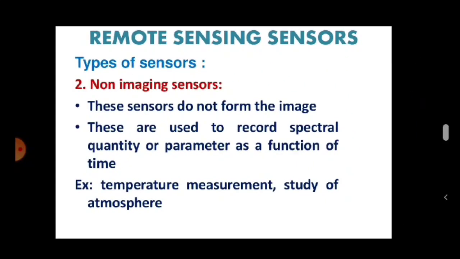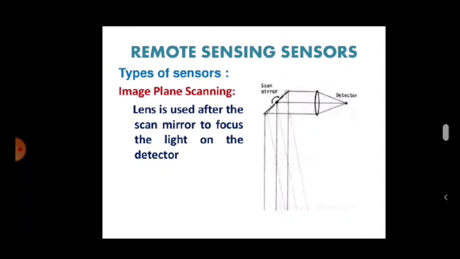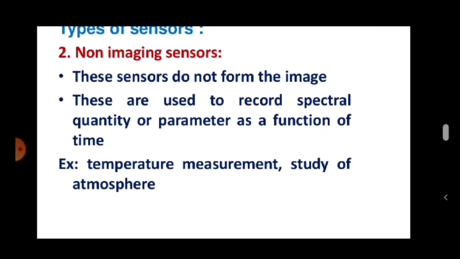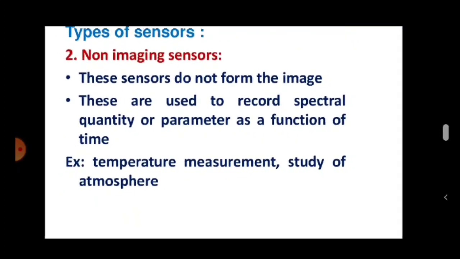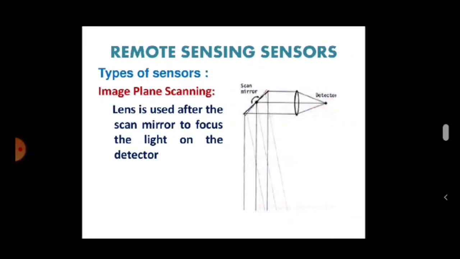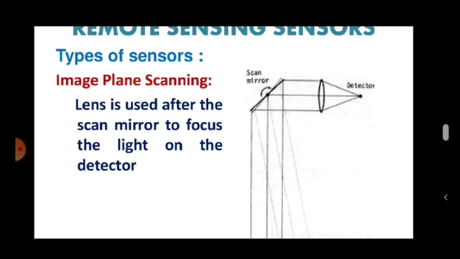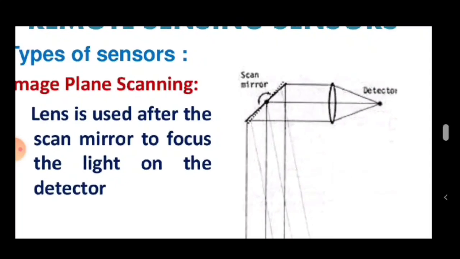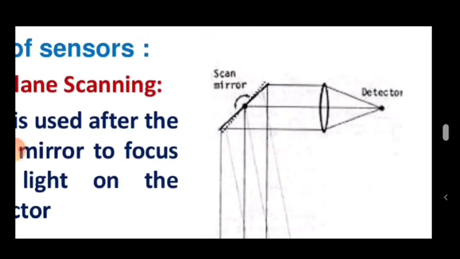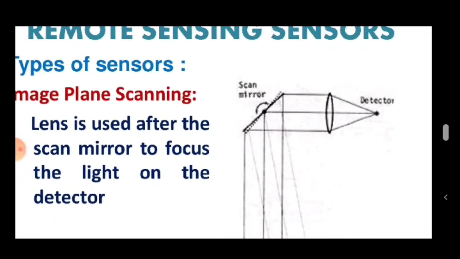And when it comes to non-imaging sensors, these types of sensors don't form an image, that's why we call them non-imaging, and they are used to record spectral quantities or parameters as a function of time, for example temperature or atmosphere. And when it comes to image plane scanning, a lens is used after the scan mirror to focus the light on the detector as shown in the figure.